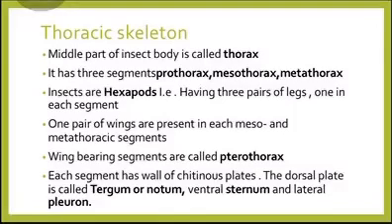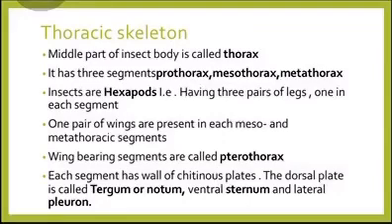Then the second type of appendage, or locomotory organ, are the wings. There are two pairs of wings, one pair in mesothorax and the other pair in metathorax. These wing bearing segments are collectively called as pterothorax. Now, depending upon the order and species, there may be two pairs of wings or one pair of wings, or wings may be totally absent.